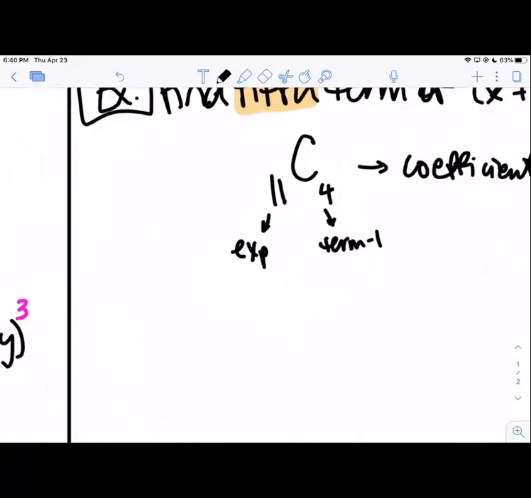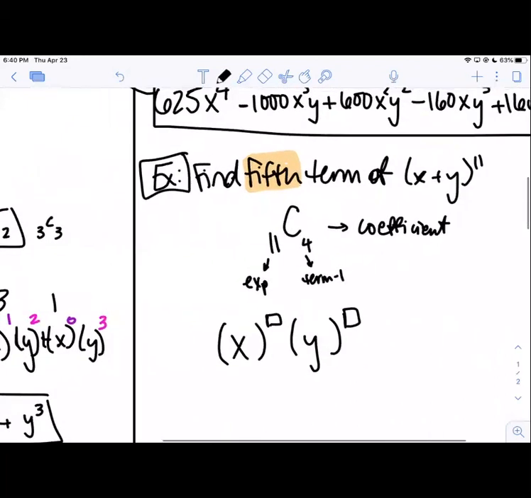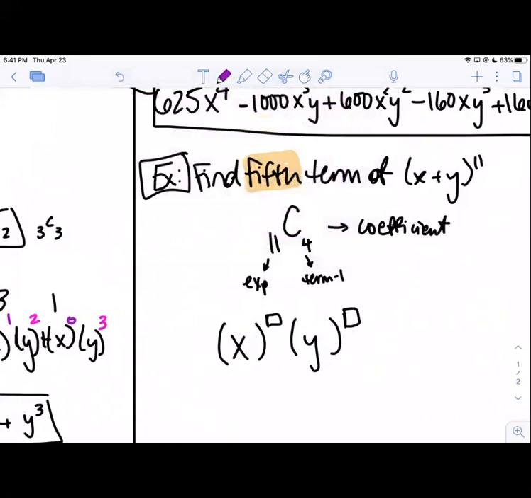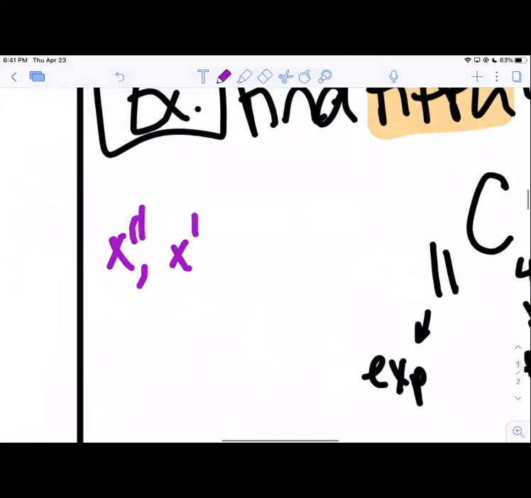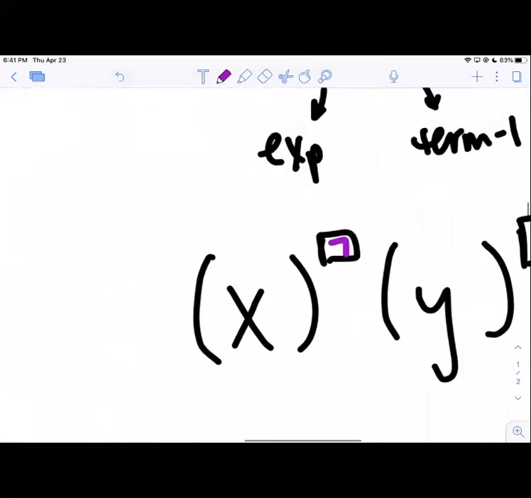Okay, so this is my coefficient. My x will be raised to what power? And then my y will be raised to what power? So remember, my x is decreasing each time. If I start with x to the 11th, my next term is going to be x to the 10th. That's my second term. My third term will be x to the 9th. My fourth term will be x to the 8th. And my fifth term will be x to the 7th. So my exponent I want here is 7.